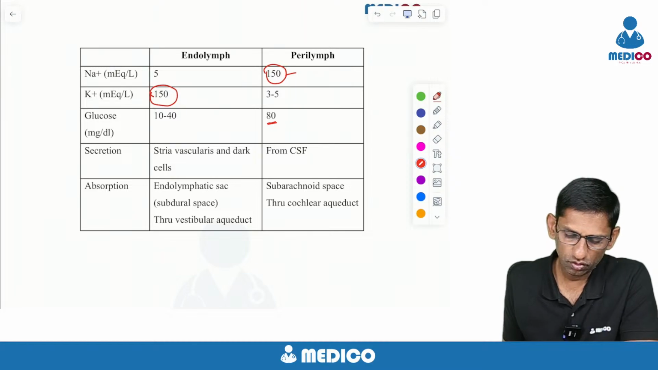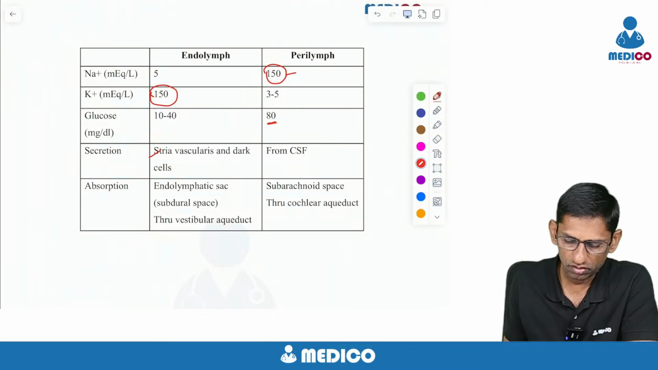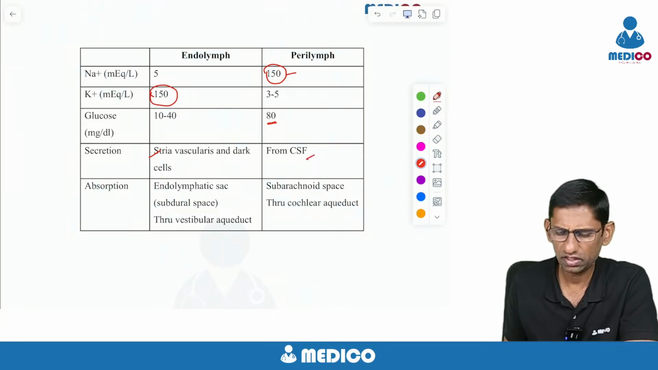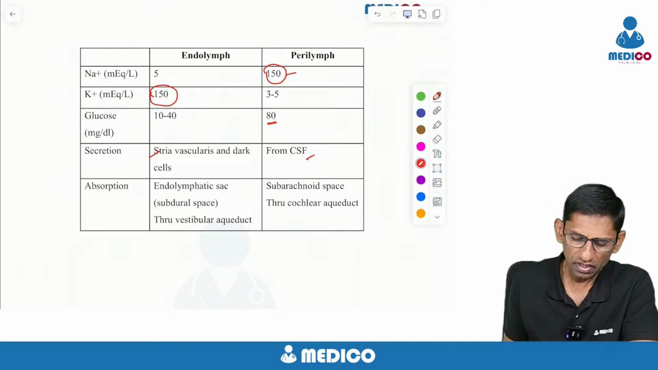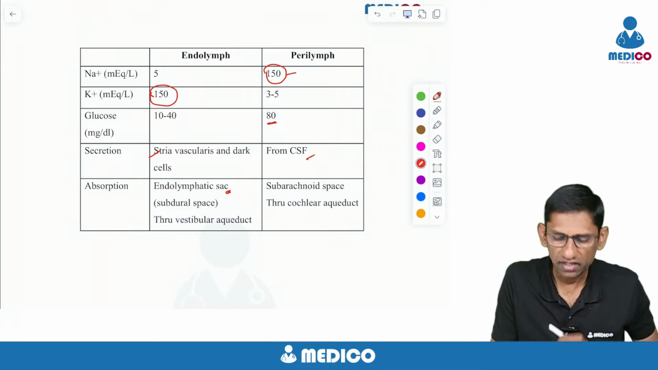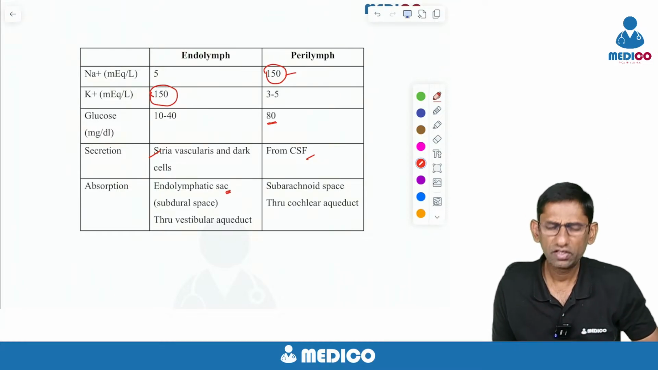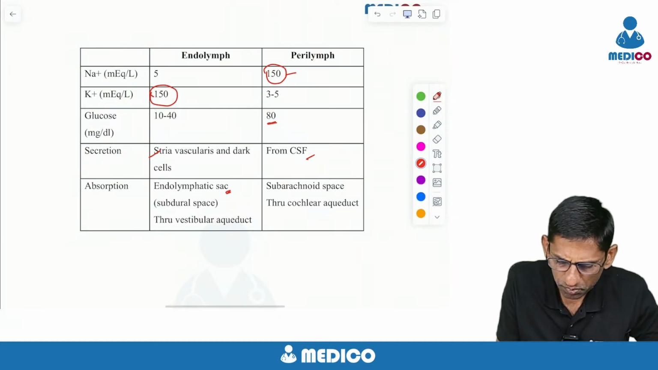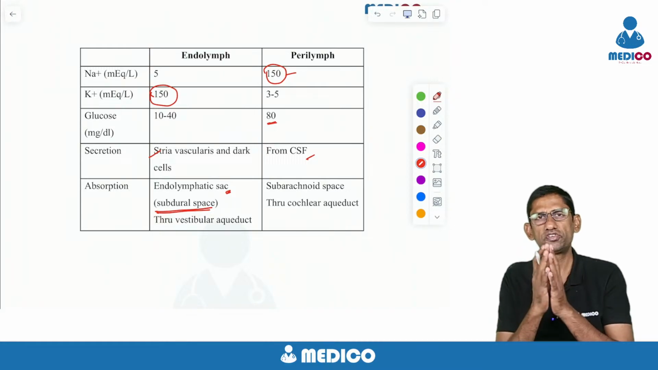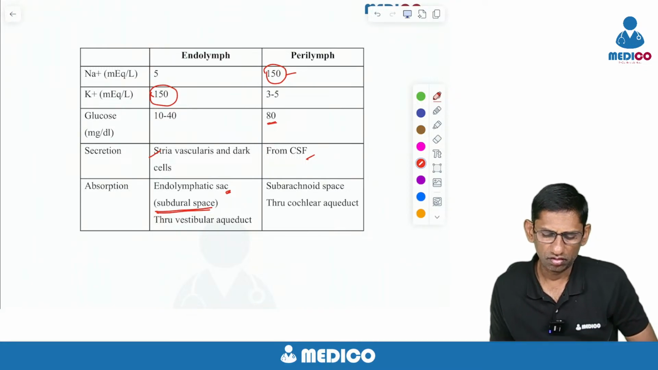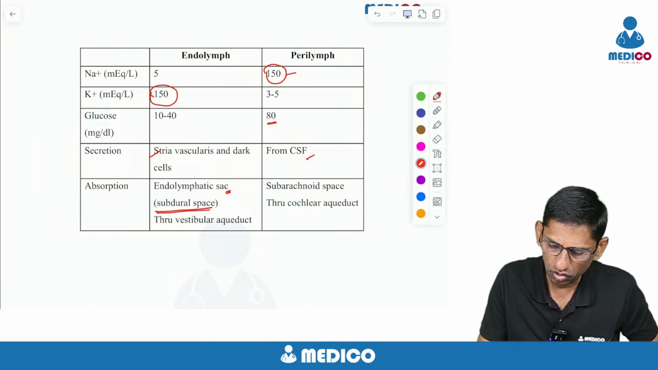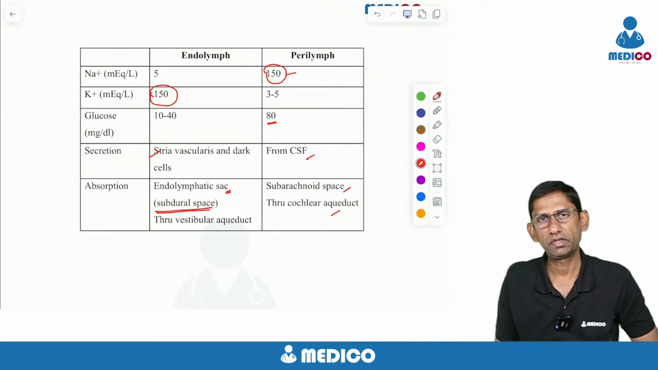And regarding secretion, the endolymph is secreted by the stria vascularis and dark cells, and the perilymph is from the CSF. It's more like an ultrafiltrate of the CSF. Many theories are there, but it is more similar to CSF. And absorption, very importantly, is through the endolymphatic duct into the endolymphatic sac for the endolymph. And this endolymphatic sac is present in the subdural space. It is enclosed by two layers of dura. So the subdural space is the typical location of the endolymphatic sac, and the perilymph drains through the cochlear aqueduct into the subarachnoid space. So that is the point.